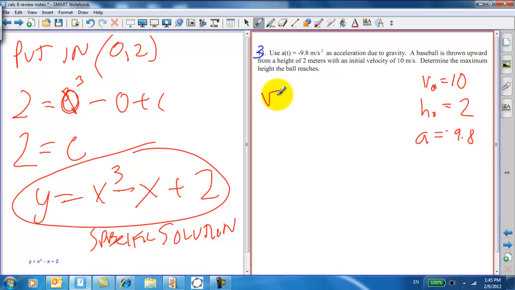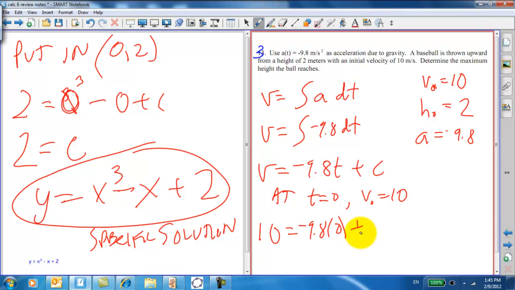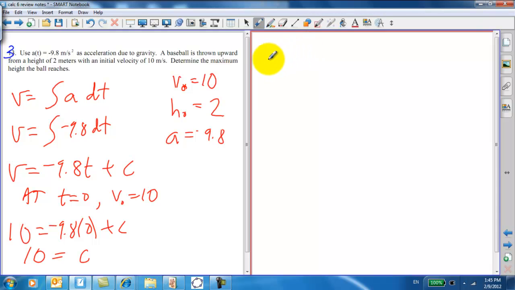We have to work backwards and get our formula. Velocity is the antiderivative of acceleration with respect to time. So velocity equals the antiderivative of negative 9.8 dt, and so you get velocity is negative 9.8 t plus some constant of integration. Well, let's figure that out right away. At time equals 0, velocity naught equals 10. So 10 equals negative 9.8 times 0 plus c, so c equals 10. So what we have so far is that our velocity is negative 9.8 t plus our constant, which is 10.